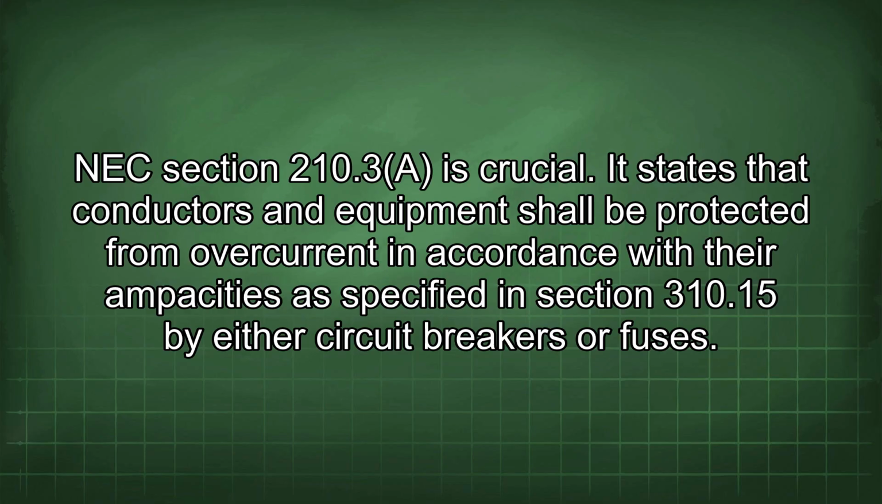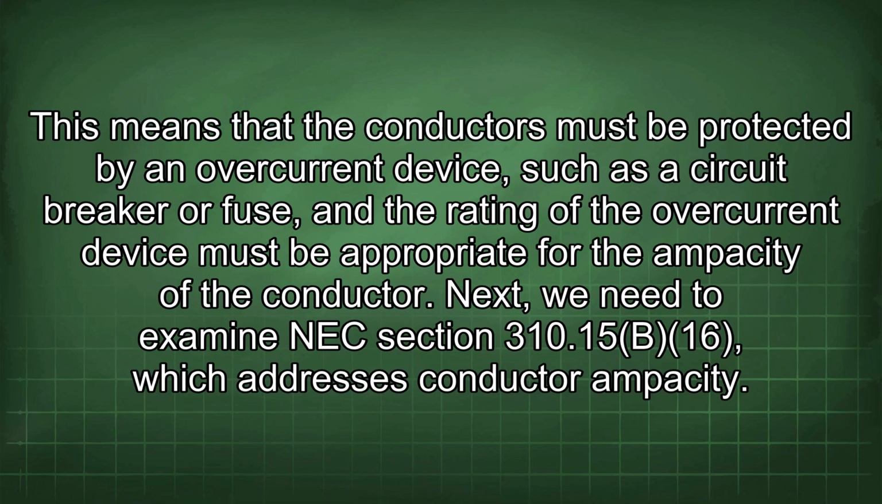It states that conductors and equipment shall be protected from overcurrent in accordance with their ampacities as specified in Section 310.15 by either circuit breakers or fuses. This means that the conductors must be protected by an overcurrent device, such as a circuit breaker or fuse, and the rating of the overcurrent device must be appropriate for the ampacity of the conductor.